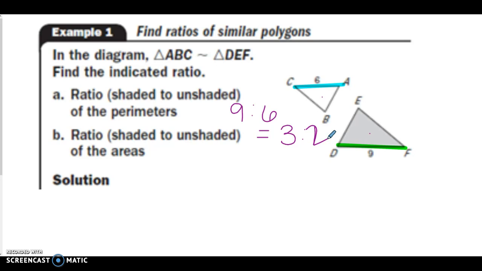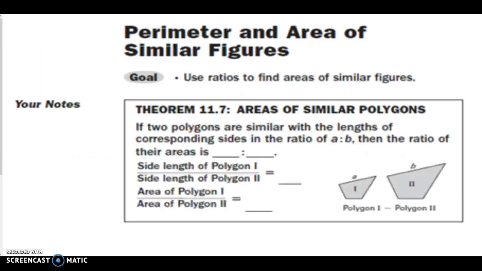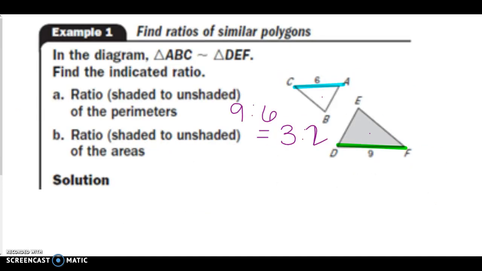So now what's the ratio of the areas? Do we know the area? Do we know the height? Can we find the height? No, we can't. Okay, so we can use what we saw on that one. What is our ratio of the areas going to be? It's going to be 3 squared to 2 squared. So you square both of them, 9 and 4. Gives you a ratio of 9 to 4.